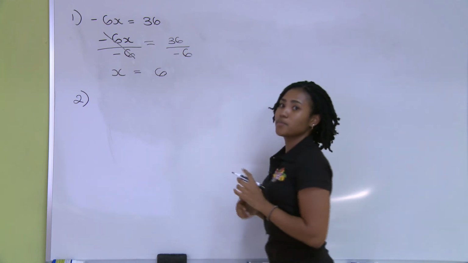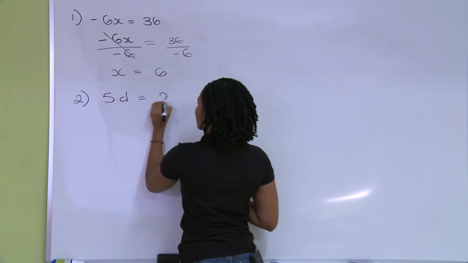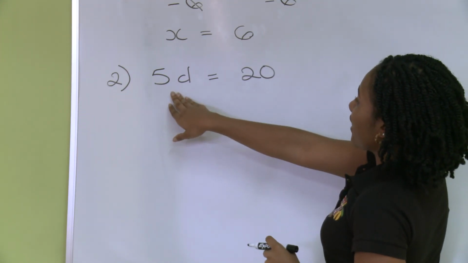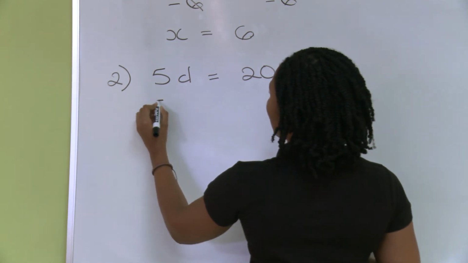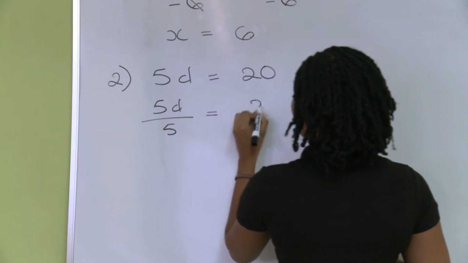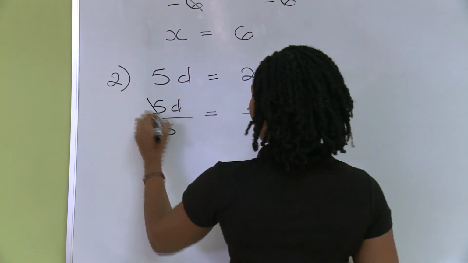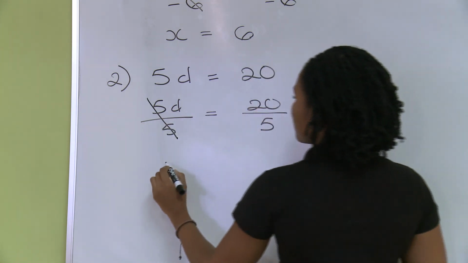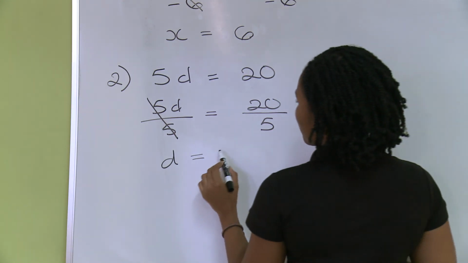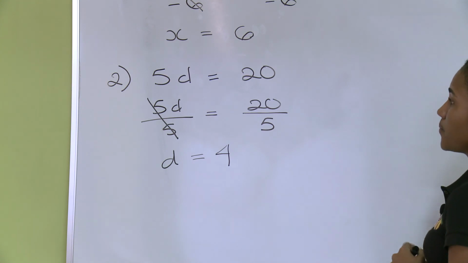Second example, 5d is equal to 20. We're going to divide our left-hand side throughout by 5, as well as our right-hand side by 5. 5 into 5 is 1. 5 into 20 is 4. Therefore, d is equal to 4.